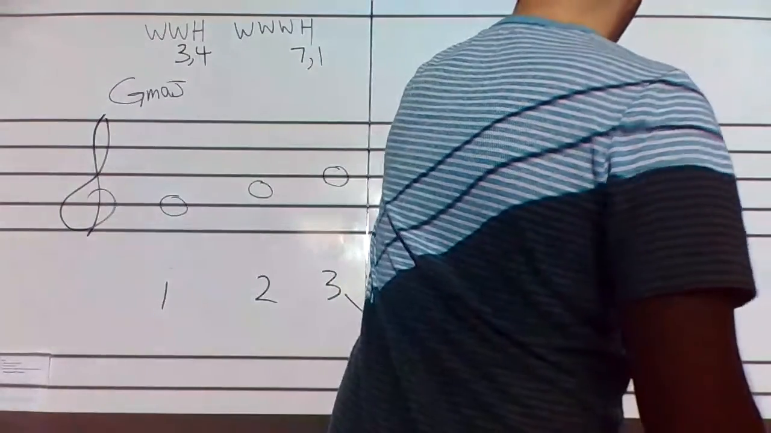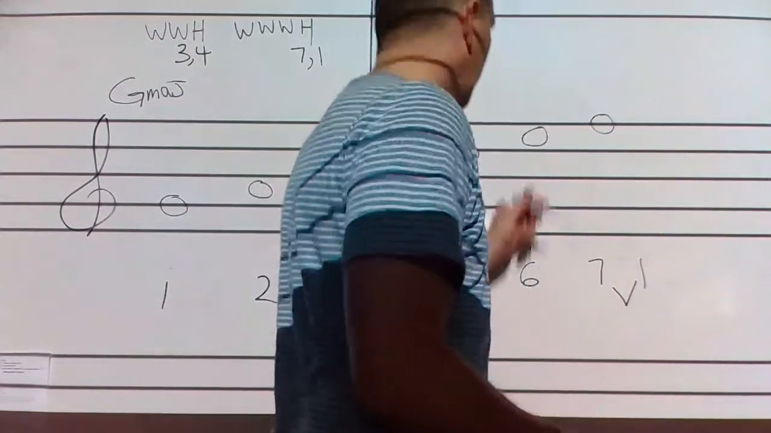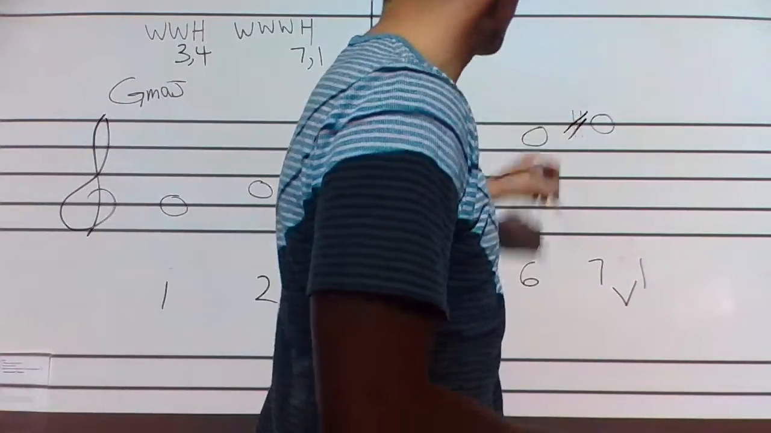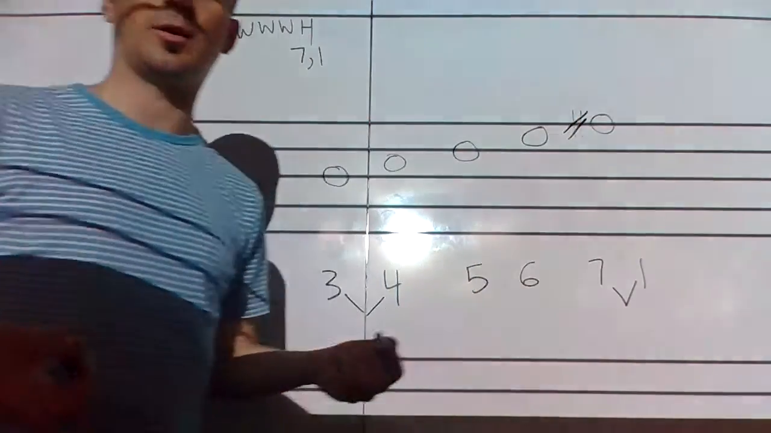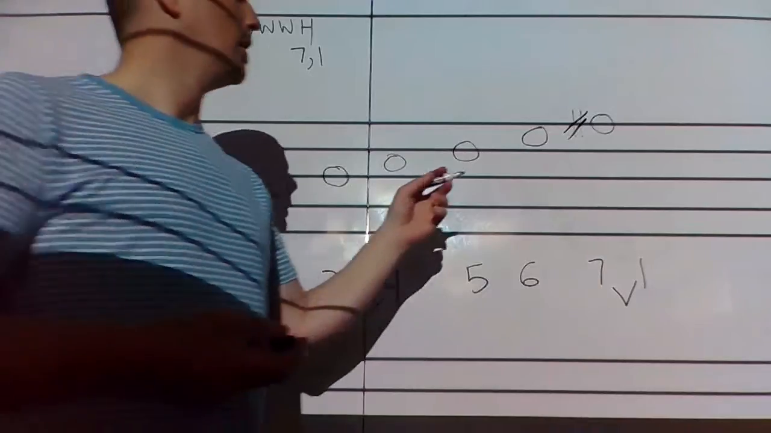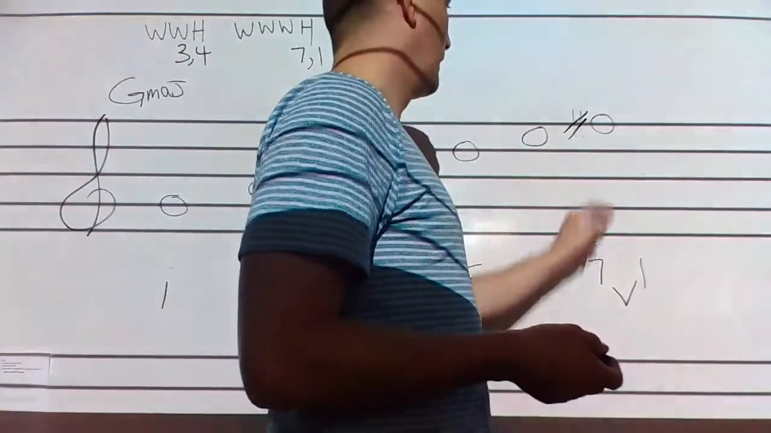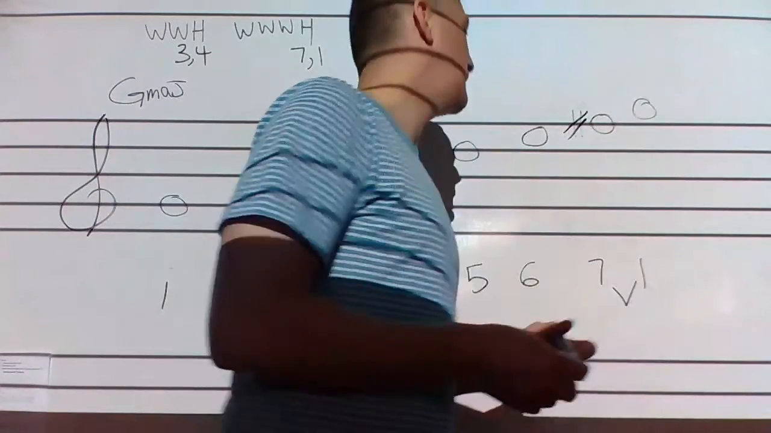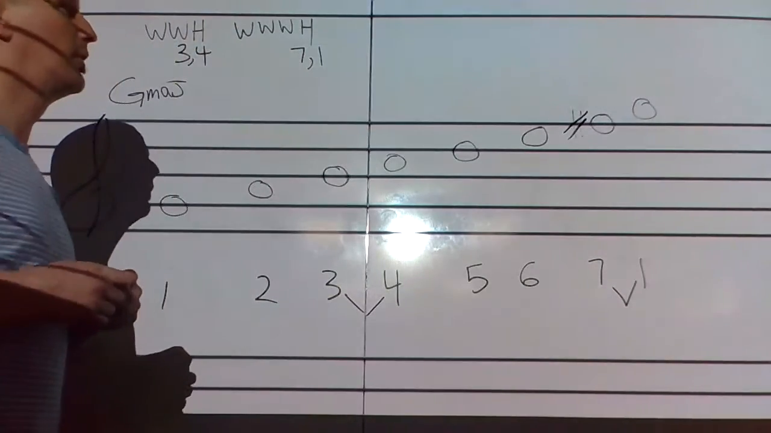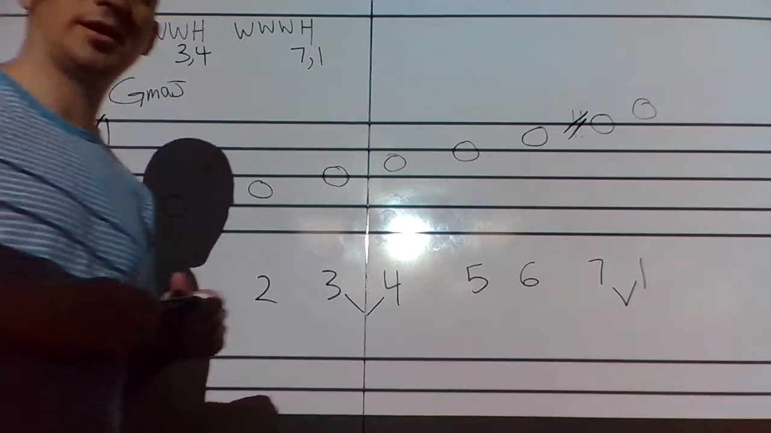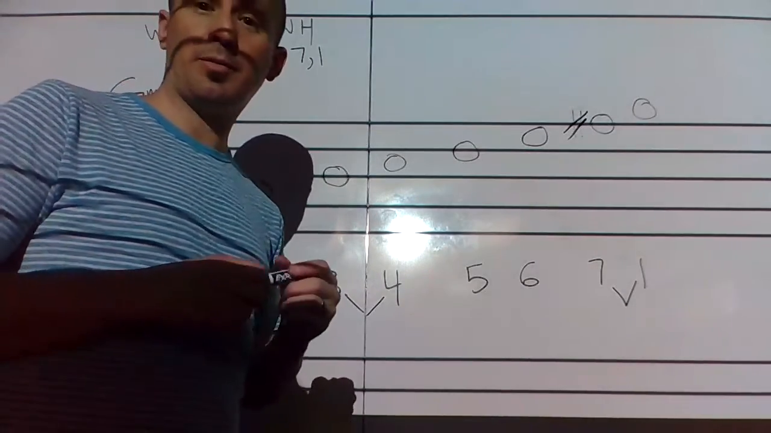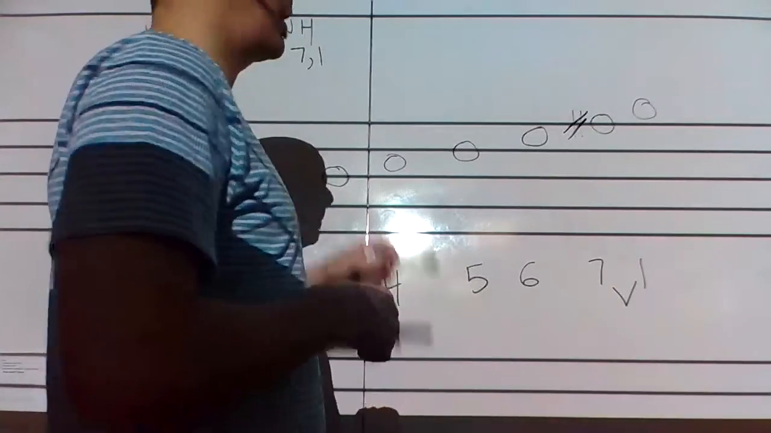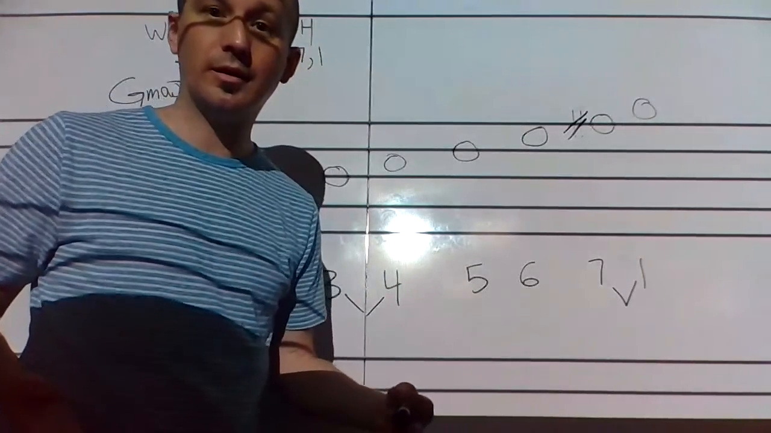So how do we raise a note in music? We put a sharp next to it. That's how we get our F sharp. So there's an F sharp. After an F comes a G. How far is F sharp to G? A half step. What do we need? A half step. We're good.